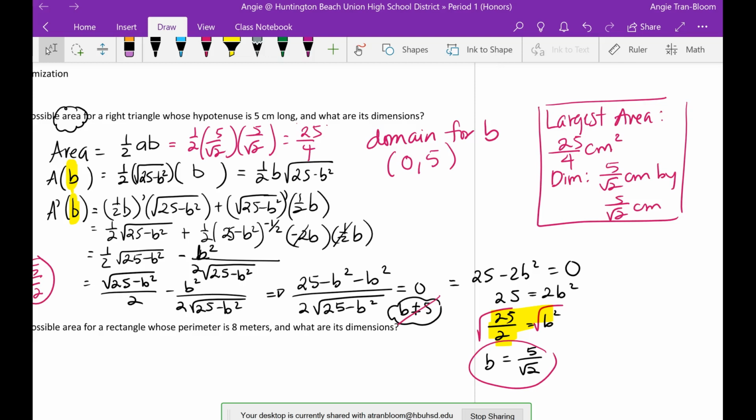Now, on the homework, obviously you can always use a calculator to verify your work.